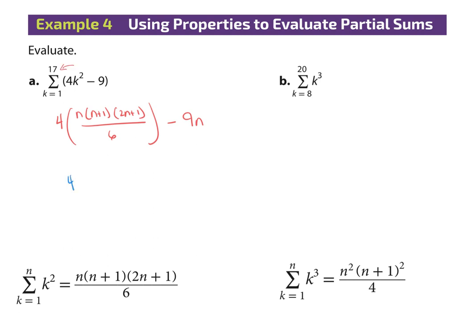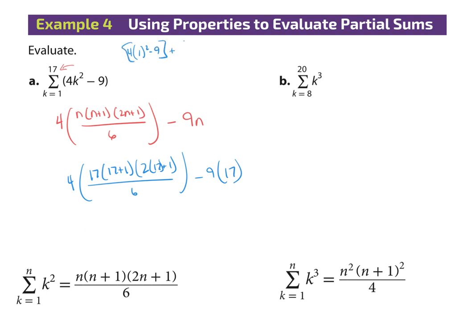And so I can just say, well, that's going to be 4 times 17 plus 17 plus 1, that's going to be 18. 2 times 17 plus 1, that's going to be, what, 35, right? Over 6 minus 9 times 17. Again, you're going to want to use a calculator because I don't want to do all of that by hand. But that is going to give you what happens if I were to say 4 times 1 squared minus 9, plus 4 times 2 squared minus 9, plus 4 times 3 squared minus 9. You see the pattern here, right? That's way longer than memorizing that, okay? And it's going to give you the same number.